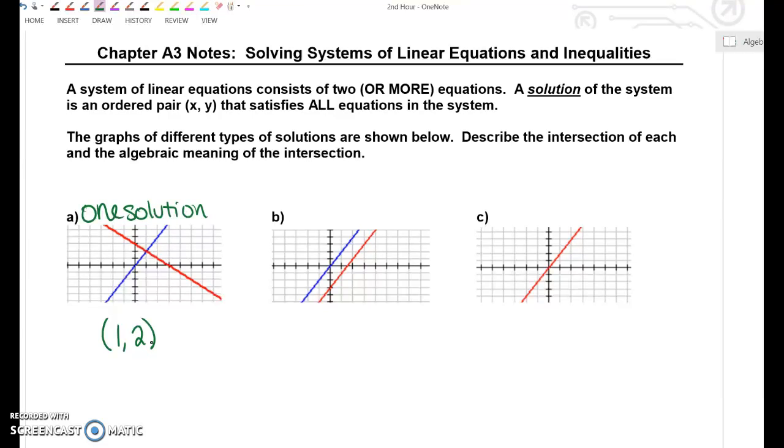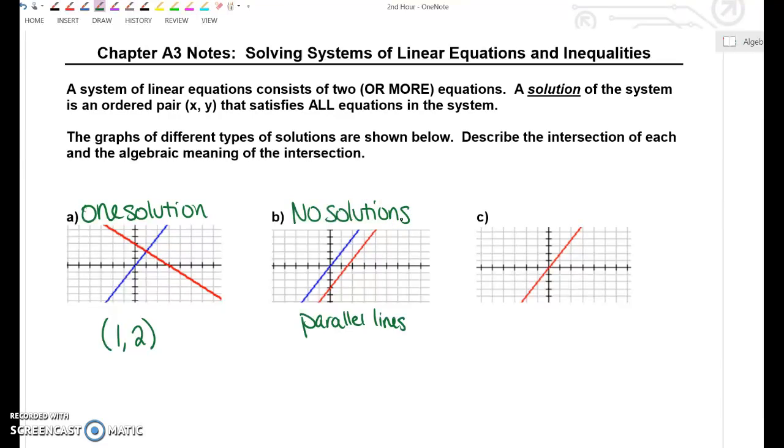B is another type of system. How would you describe the lines in type B? Parallel. Do parallel lines ever meet or cross each other? So the solution is where the two lines meet. So if the two lines never meet, what does that mean for the system? No solutions.